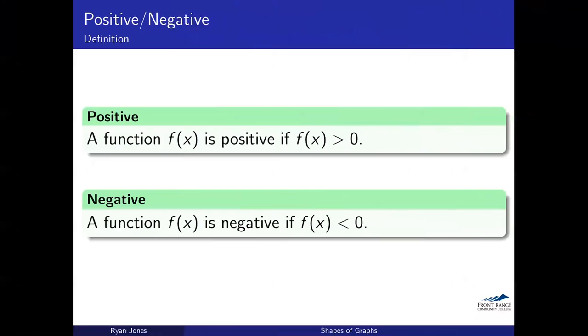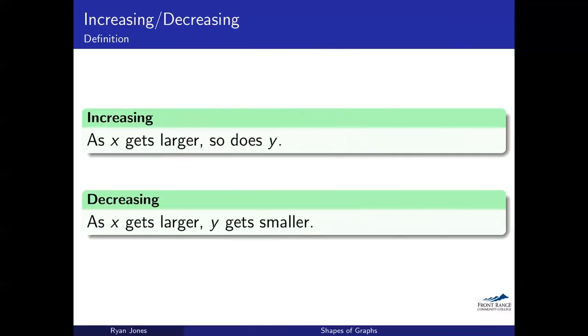The first couple characteristics of any function or graph should be fairly simple, or they should be review. Positive and negative for a function. We'll say a function f of x is positive if it's greater than 0. It's negative if it's less than 0. That should be pretty straightforward. So positive, negative, one way to describe a function. Increasing and decreasing is another way to describe a function.